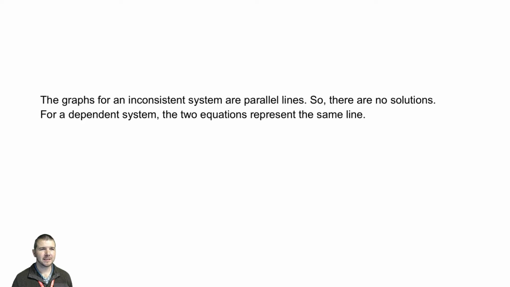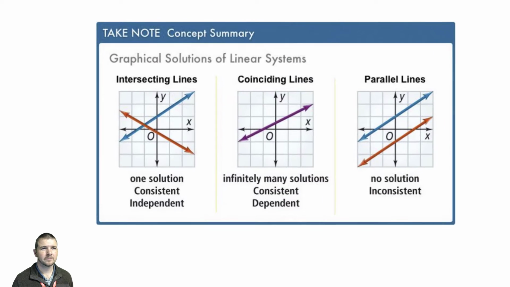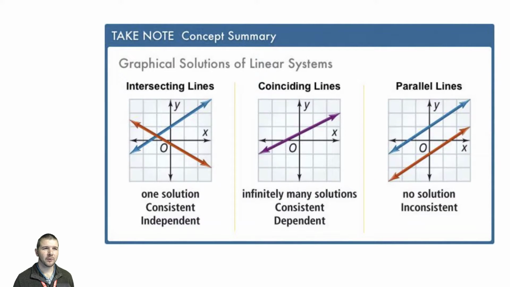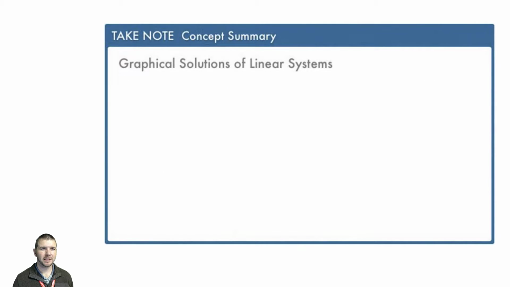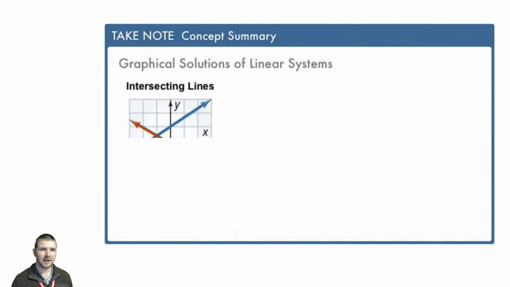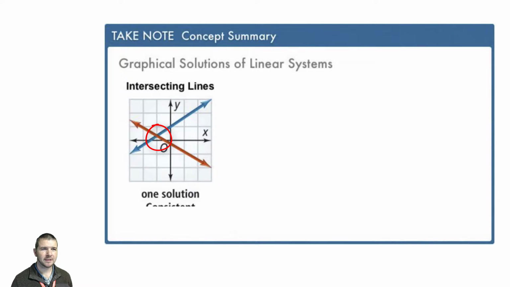The graphs for an inconsistent system are parallel lines, so there are no solutions. For a dependent system, the two equations represent the same line. Take note, concept summary, graphical solutions of linear systems. First on the left, a graph with intersecting lines. We have one solution, that single point of intersection, so this is a consistent, independent system.